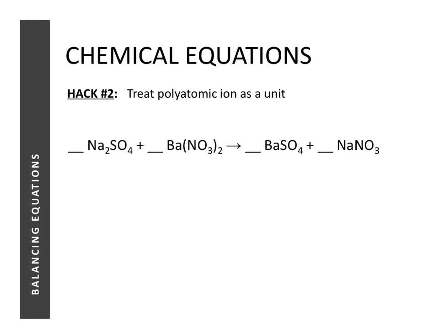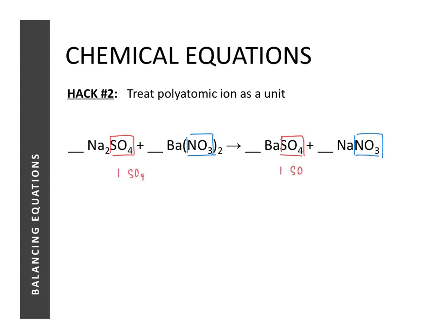Let us now try the second hack on another problem. If we look at this equation over here, the first thing that we need to do is to locate the polyatomic ions again. I can find that there's a sulfate and there's another polyatomic ion, which is my nitrate.